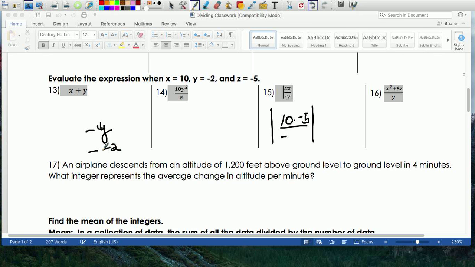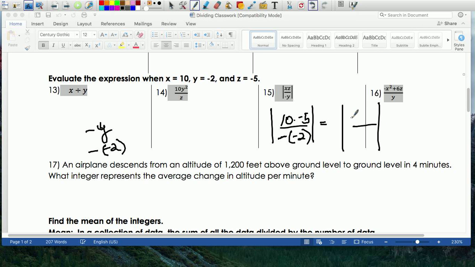This is kind of weird, right? So let me put parentheses. Anytime you're substituting a negative number, put it in parentheses. So I'm going to have minus parentheses negative 2. All I did was change my variables for their given values. Don't take the absolute value yet. Let's change that. That's to the top.